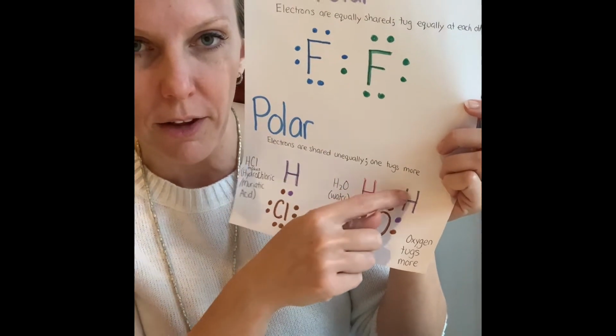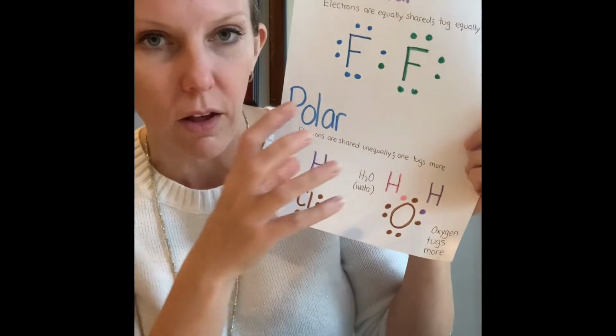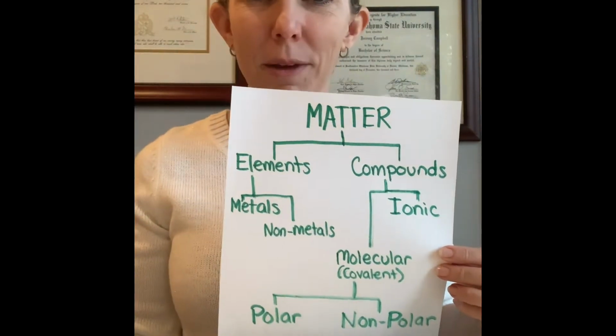See, each of these hydrogens gives 1 electron and the oxygen has 6. So the oxygen pulls more. Make sense? Why does this matter, you guys? So here's everything you've learned so far. We've learned about matter. Everything's made up of matter.